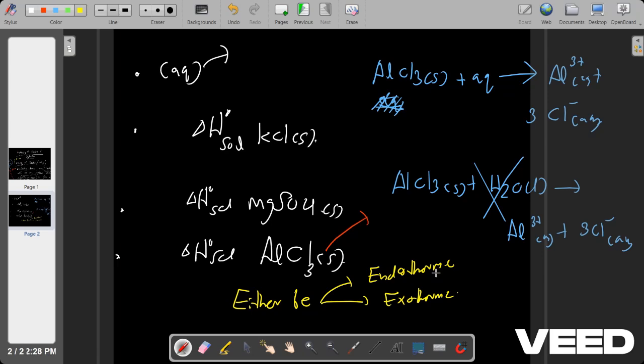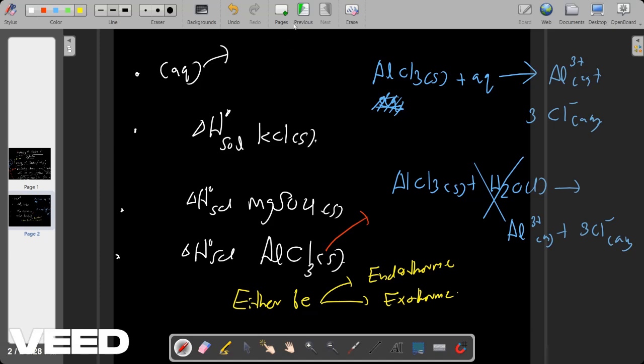Endothermic or exothermic. It can either be endothermic or exothermic. So that is what we are going to learn, right? So the basic guideline is now the enthalpy of hydration. Right? It could be endothermic or exothermic. Now, most of the time, students are getting confused between enthalpy of hydration and enthalpy of solution.